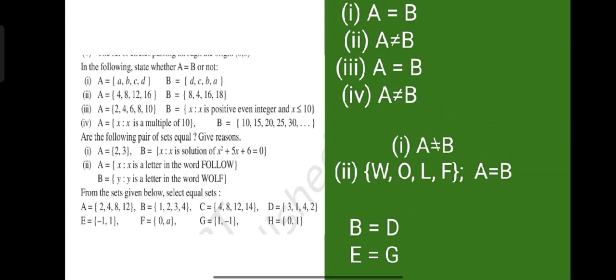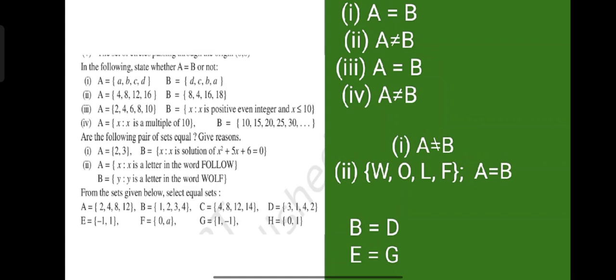And the next one, A is 4, 8, 12, 16, but B is 8, 4, 16 and 18. 18 is missing in set A, and 12 is missing in set B. So it is not an equal set. And the next one, A is the set of all 2, 4, 6, 8, and B is the set of all x such that x is a positive even integer less than or equal to 10. So the roster form of A and the answer are the same, 2, 4, 6, 8, 10. It is represented in roster form in set A and set builder form in set B. So A equals B.